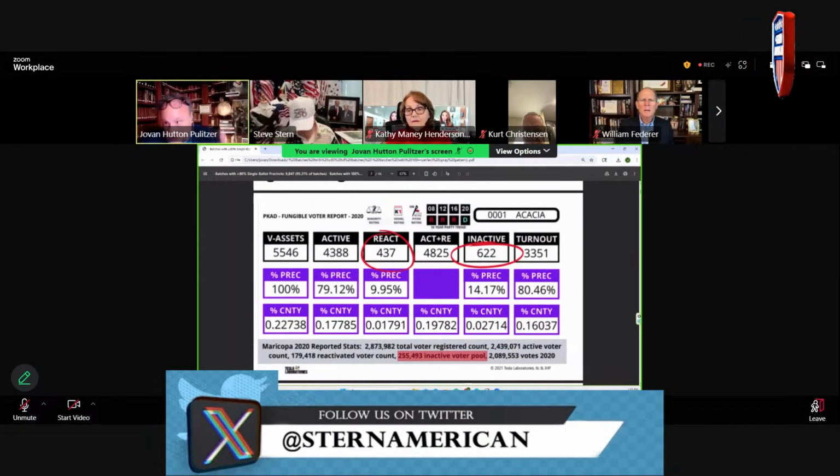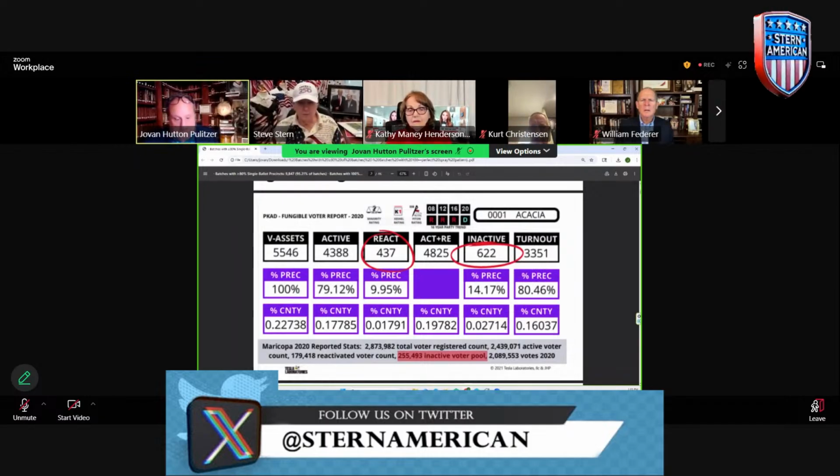You have their total assets, that's the top left, how many are active. You can find out how many they reactivated for any election. This one's 2020, so they reactivated 435. They'll show you exactly how many they're counting as positive and how many they still have as inactive, 622. They'll show you the turnout. Everything in our world relates to the precinct.